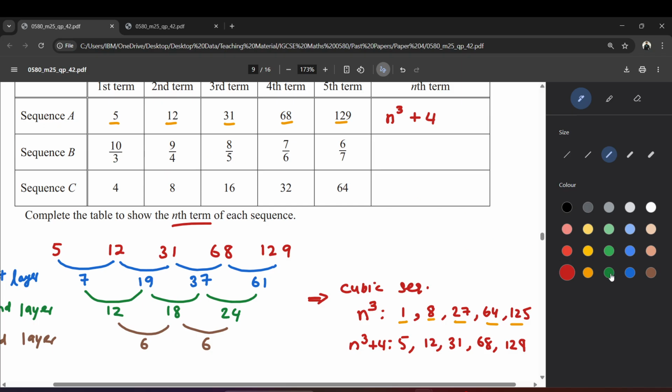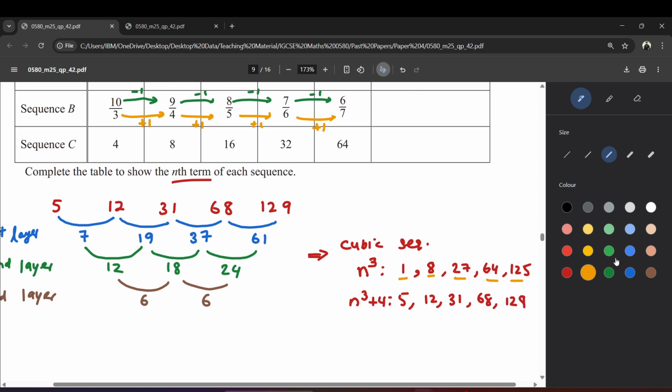So let me mark it. 10 to 9, that is minus 1, that is minus 1, that is minus 1, and that is minus 1. So there's a common difference of minus 1. Whereas for the denominator, there's a common difference of plus 1, plus 1, plus 1, and plus 1. So both of these are linear sequences. Now how to work out their nth term? So let's see.